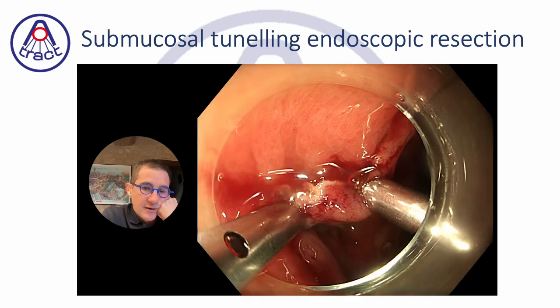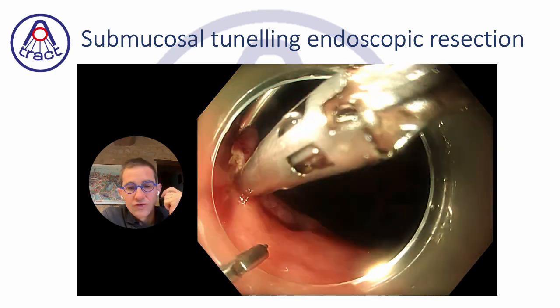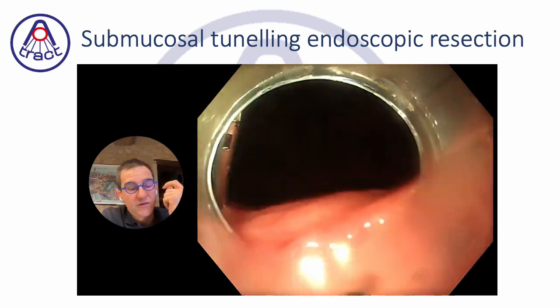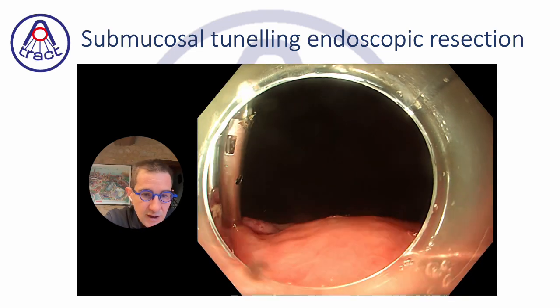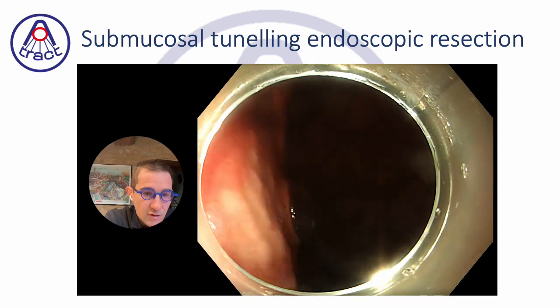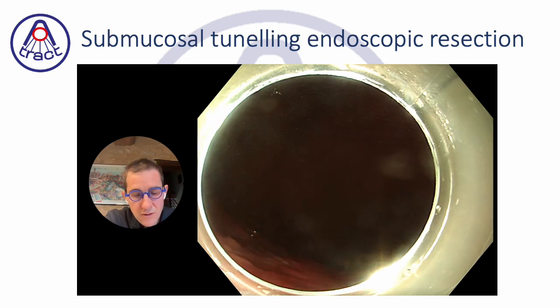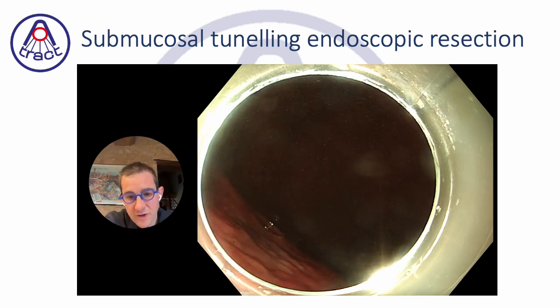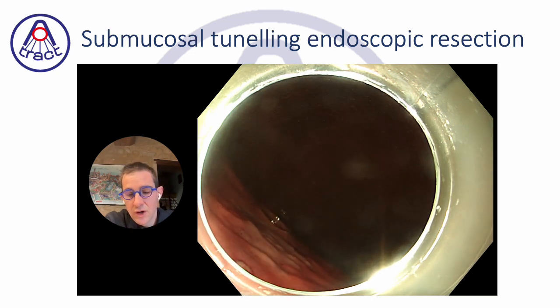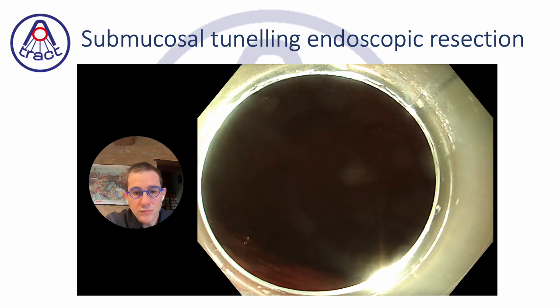So here we could get the two edges quite easily with conventional clips. And I used a third clip to obtain a complete closure. There was no damage on the mucosa nor the muscular layer. The patient will receive a PPI during 6 weeks in order to avoid any further damage on the muscular layer.